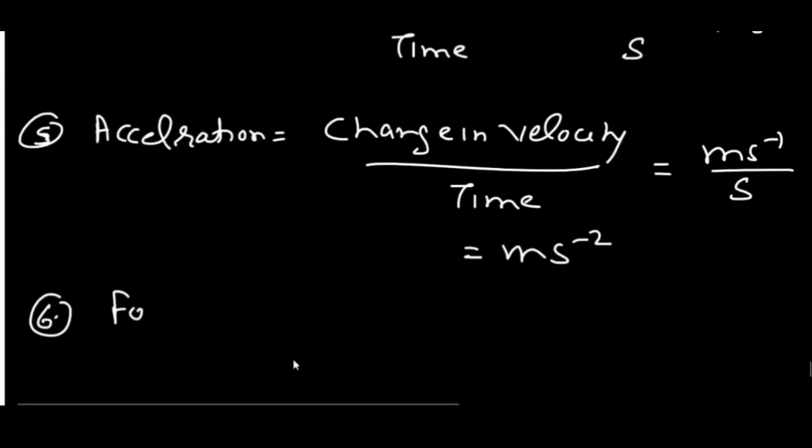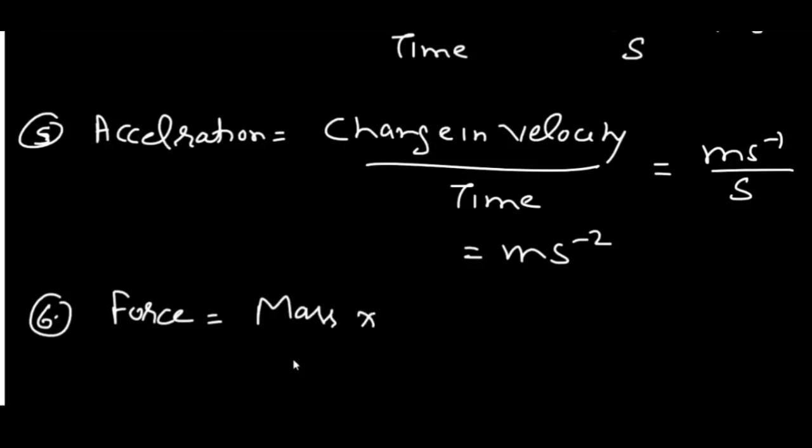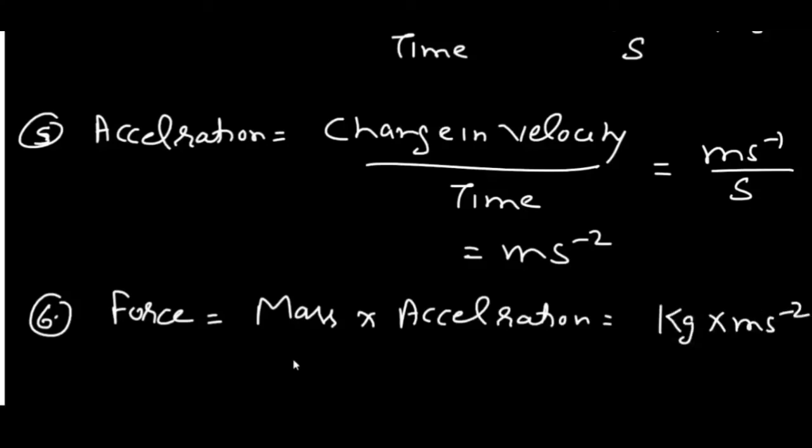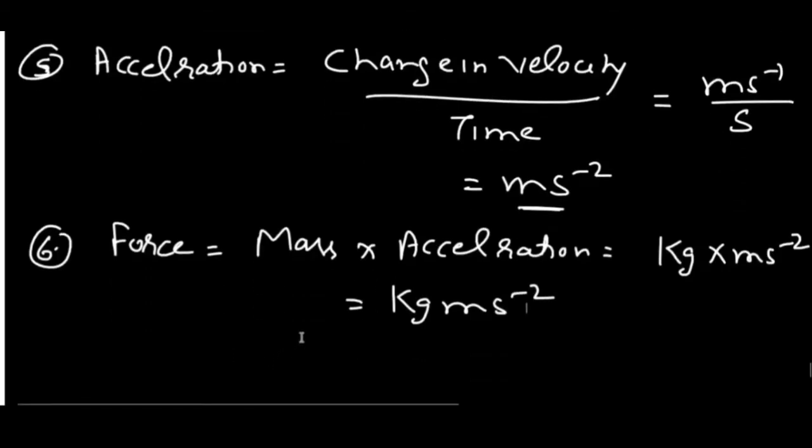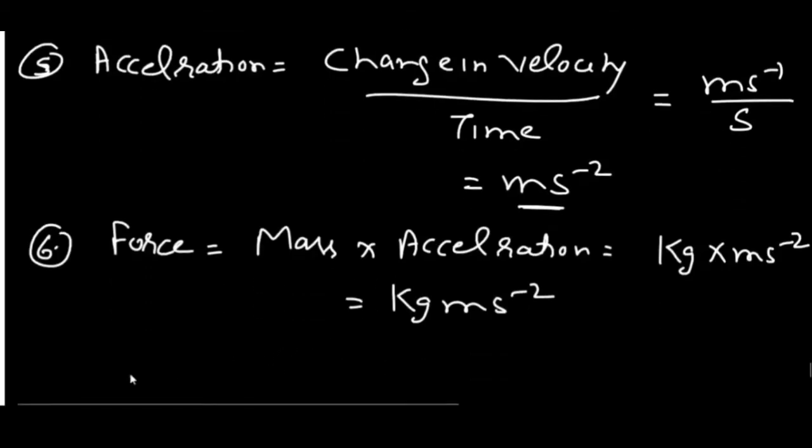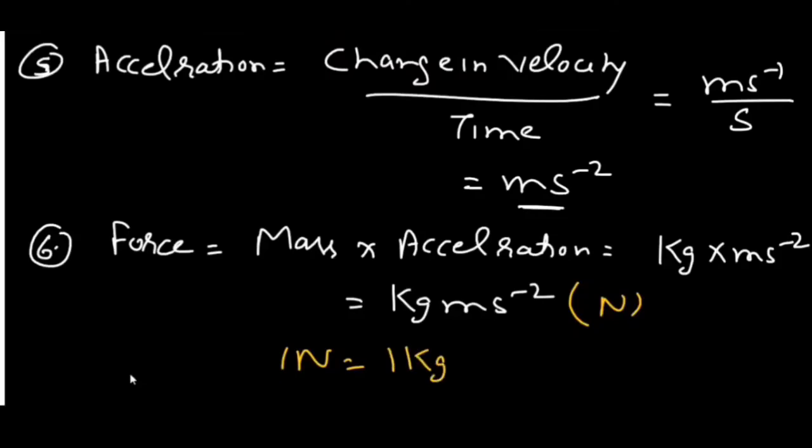Next is force. We know the formula of force is mass into acceleration. The unit of mass is kilogram and acceleration is meter per second square. अभी आपने ऊपर किया है. So unit of force is kilogram meter per second square. And this is also called Newton. It means 1 Newton is equal to 1 kilogram meter per second square.